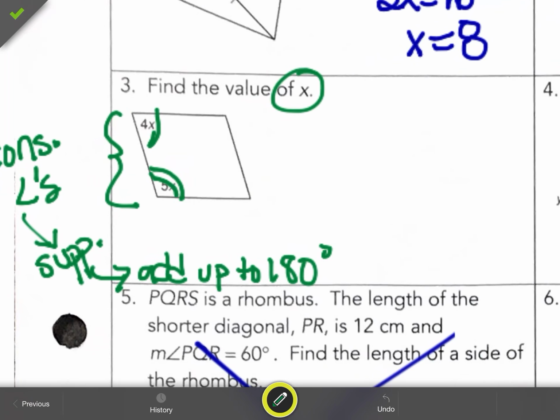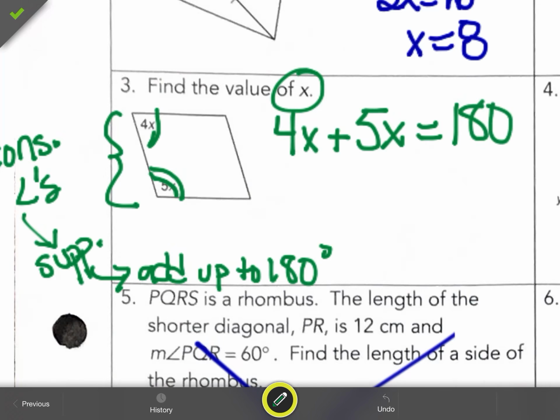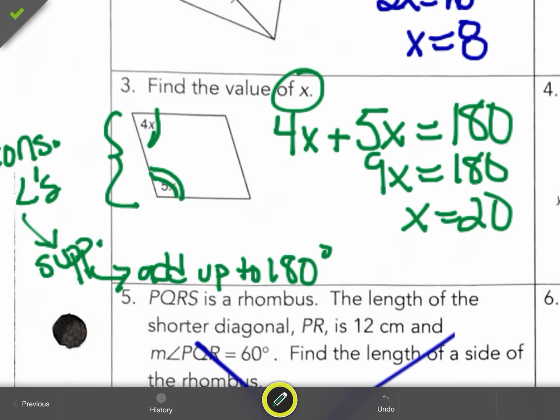So, if they add up to 180, I take the first angle, add it to the second angle, and set it equal to 180. Luckily, this is easy peasy algebra. Divide by 9, so x is 20.